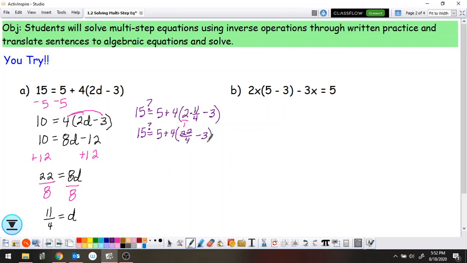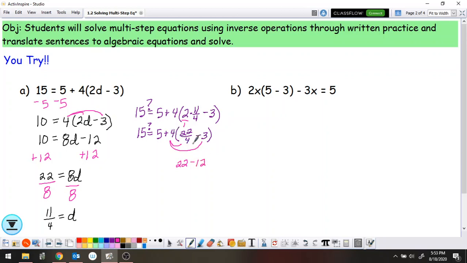Now, rather than get a common denominator and combine these, which could look a little bit messier, I'm at this point going to go ahead and distribute the 4 through. And the reason I'm going to do that is because when I take 4 times 22, I get 88, and I can divide 88 by 4. So when you take a whole number times a fraction like this, you take the whole number times the numerator, so 4 times 22 is 88, divided by 4 is 22, and 4 times the negative 3 is minus 12.